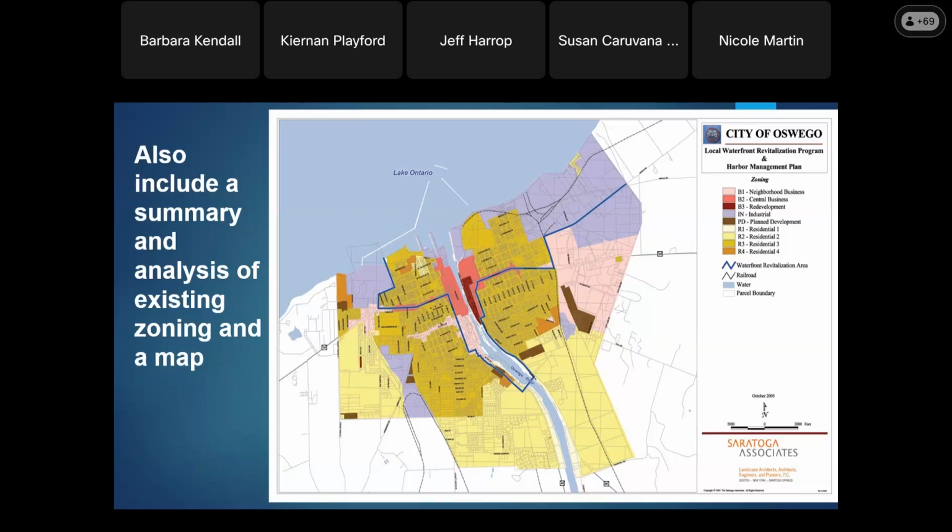There might be other local, state, or federal designations that might impact policy and land use decisions, such as business improvement districts. These should be included in the inventory.